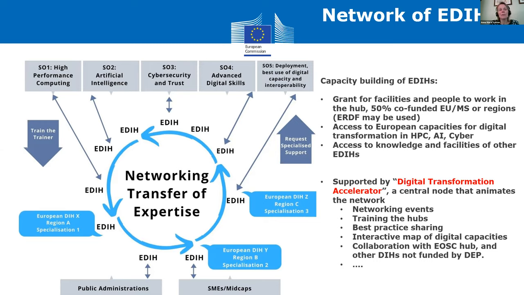And the whole network will be supported by one special node, which we call the Digital Transformation Accelerator, which you could see as a support activity that animates the network. So they will organize networking events between the different hubs. They will be organizing the train-the-trainer events that need to take place. They will organize best practice sharing. They will develop an interactive map of all the digital capacities that are available.